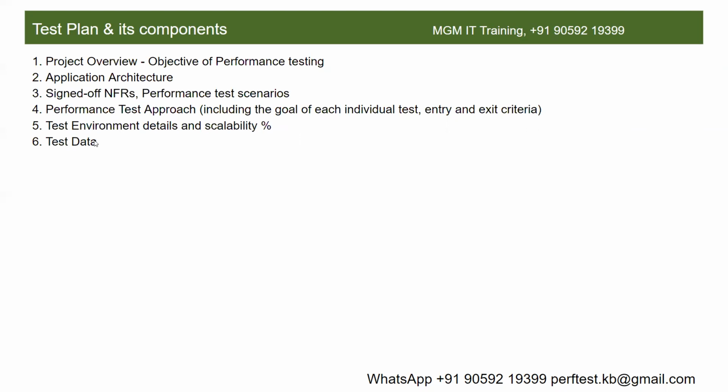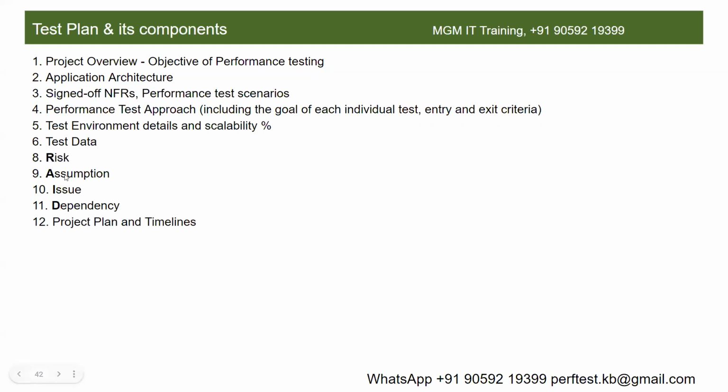And then test data. What test data is required for doing performance testing? Next important section is what we call the RAID matrix. RAID, where R stands for risk, A stands for assumption, I stands for issue, and D stands for dependency. Observe here, I have highlighted the first letter in each word. This is called the RAID matrix.